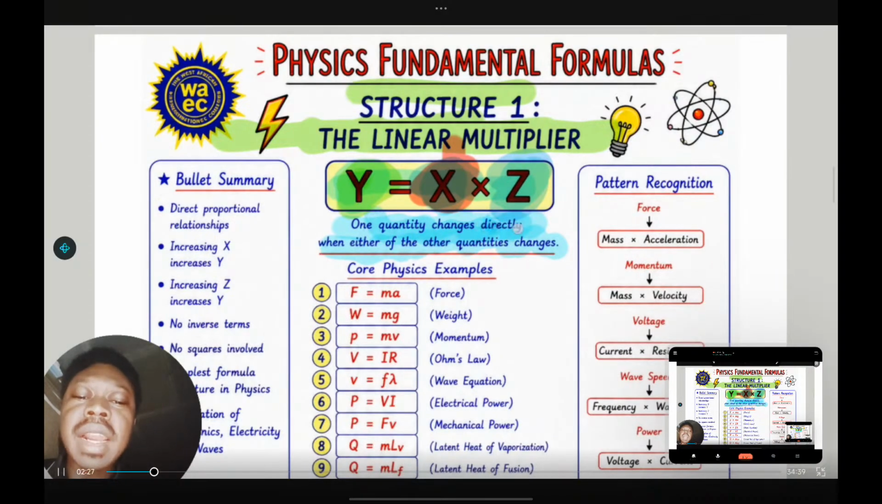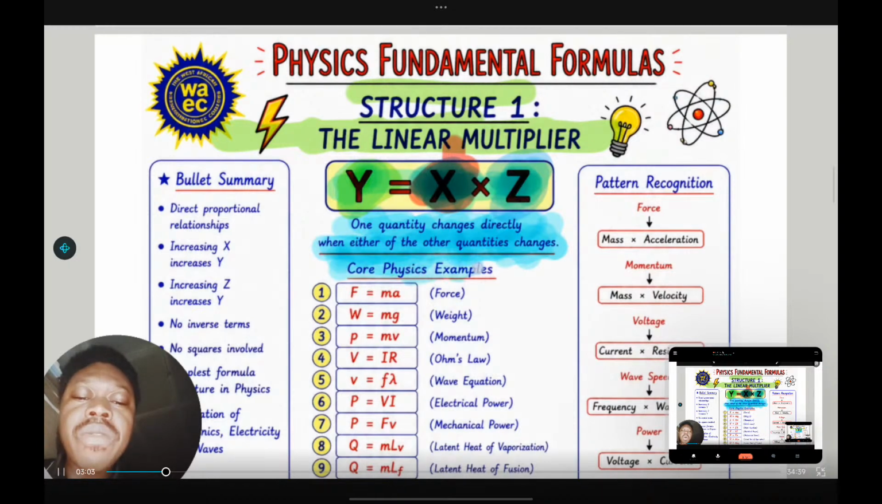One quantity changes directly, let's say y, when either of the other quantities, x or z, changes. I'll take it again. One quantity changes directly when either of the other quantities changes. So when either of these quantities changes, then this will change directly.